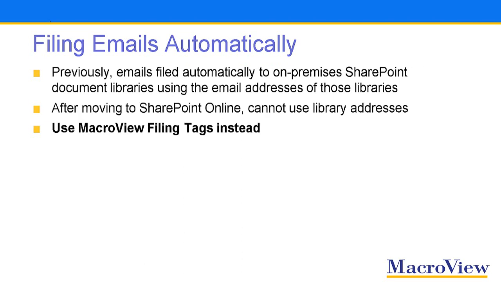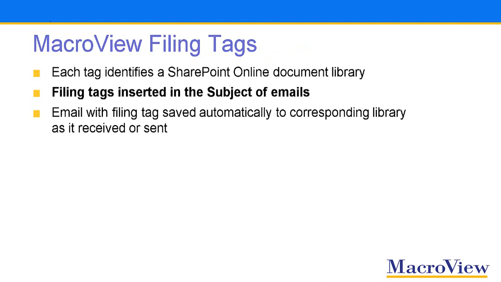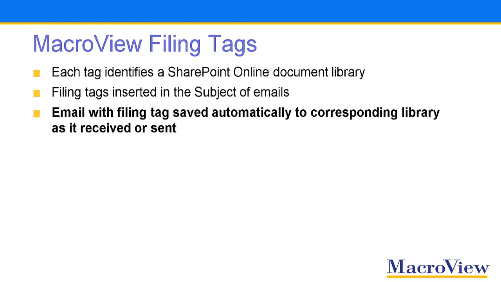So instead, the solution is to use MacroView filing tags. Each tag identifies a SharePoint Online document library. The tags are inserted in the subject of emails, and an email with the filing tag is saved automatically to the corresponding library, the one identified by the tag, as that email is received or sent.